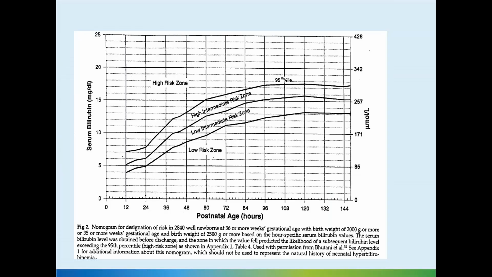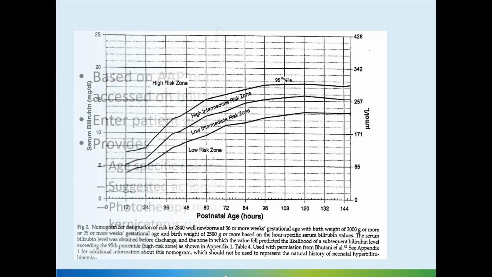Bhutani charts are one of the premier options we have to monitor the risk zone under which the baby falls. There is the age on the x-axis and the serum bilirubin on the y-axis. You have both in micromoles and milligrams on either side. It categorizes the babies into low risk zone, low intermediate risk zone, high intermediate risk zone, and the high risk zone. This predicts which baby is going to reach a level needing phototherapy and also guides us on how quickly we should see them and follow up.